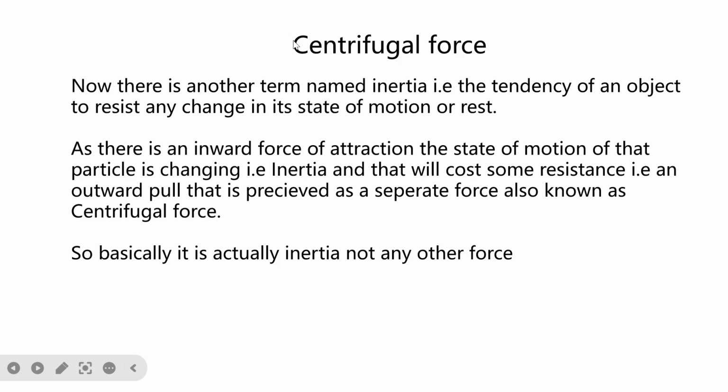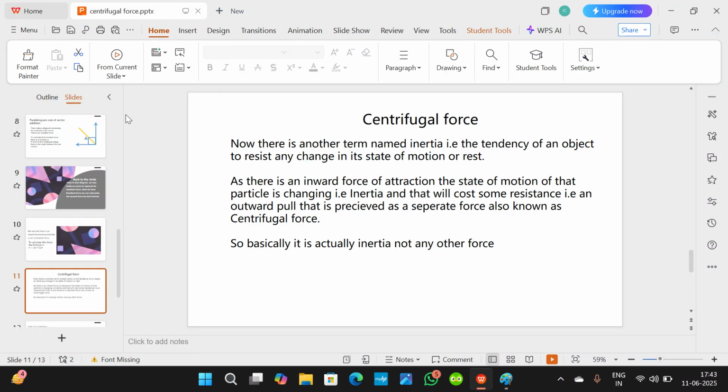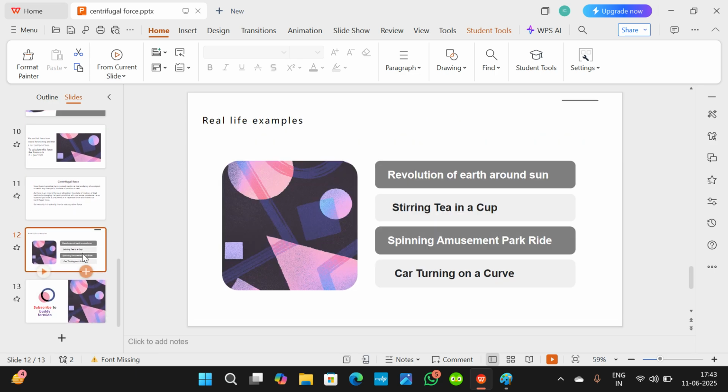And what is centripetal force causing? A change in state of motion. So that resistance converts into an outward pull. And that outward pull is then perceived as centrifugal force. So basically, it is actually inertia, not any other force, that is giving that outward pull. What a big deal he made.